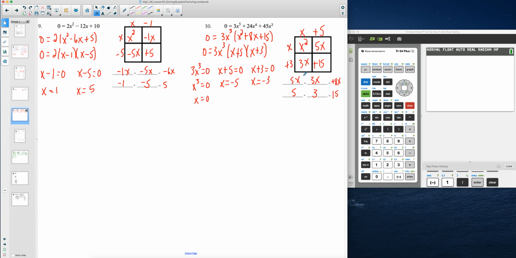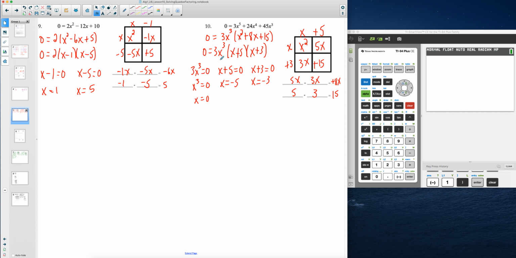And then 5x plus 3x is 8x. So I'm going to drop the 5x here, the 3x here. The GCF in that first column is x. The GCF in the second column is 5. The GCF in the first row is x. The GCF in the second row is a positive 3. And so you can see that here are my 3 factors: 3x cubed times x plus 5 times x plus 3.